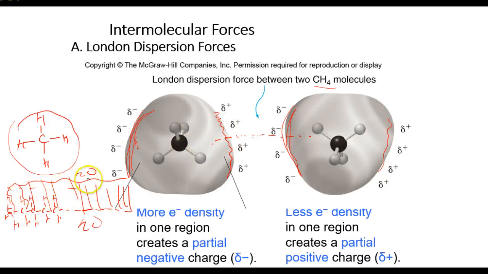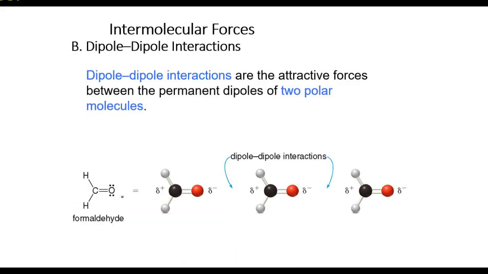So the larger the surface area, the more of these forces you have, the higher the melting points, the higher the boiling points. Methane has a boiling point negative in the hundreds, something very, very low. It's a gas at room temperature. But a hydrocarbon that has 20 carbons is probably a solid at room temperature. And it's not because it's polar, but because it has more of these interactions. The next intermolecular force is dipole-dipole.